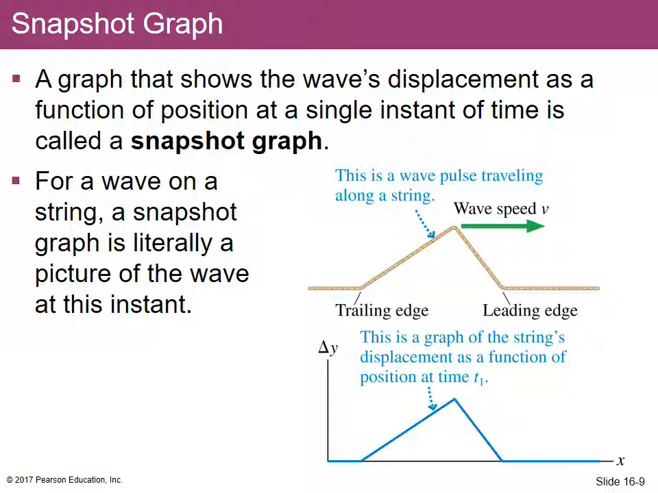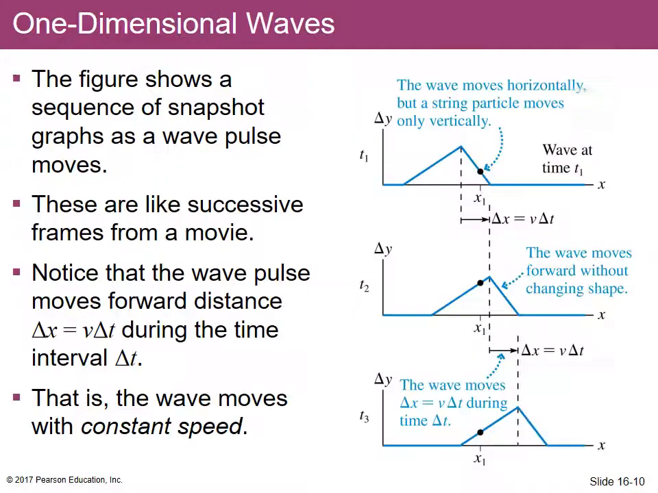A graph that shows the wave's displacement as a function of position at a single instant of time is called a snapshot graph. It is simply a picture of the wave at one instant in time. Since a traveling wave moves, successive snapshots will show the wave propagating down the string. In the example, the wave is moving to the right at constant speed. The wave moves forward a distance delta x in a time delta t.